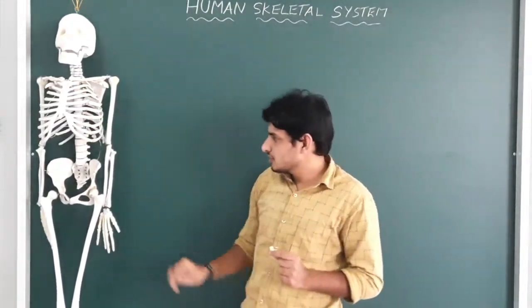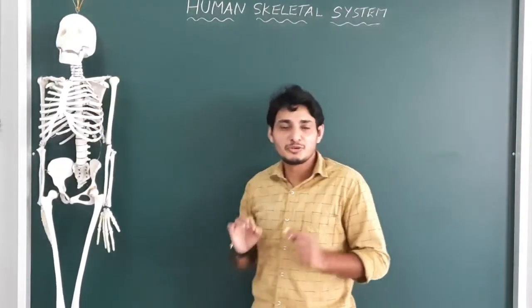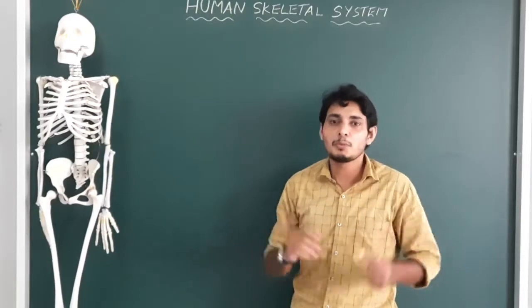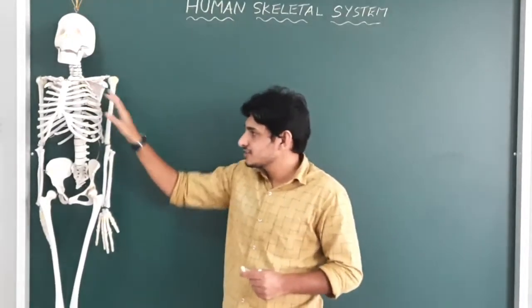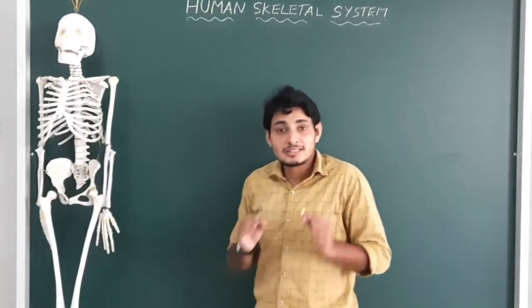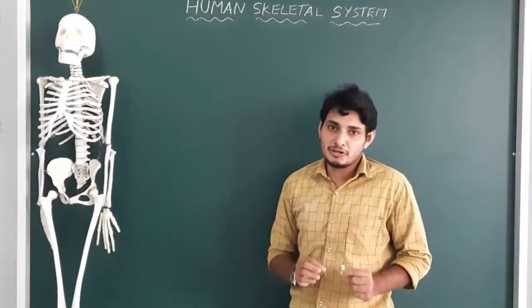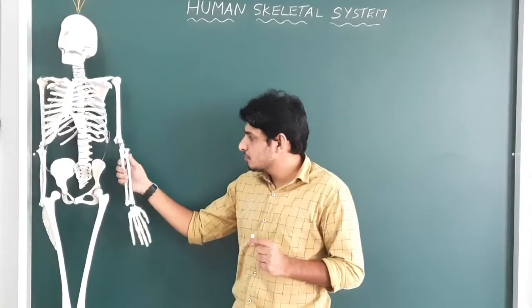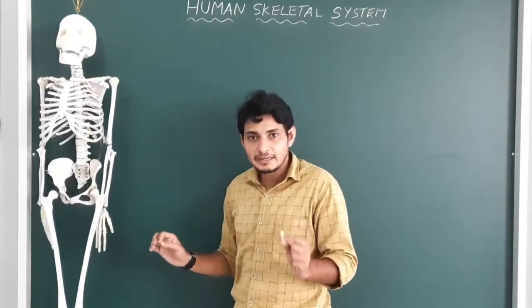The second important function is it's going to give a very good structure to the human body. All humans or even animals have a proper structure. That is because of the skeletal system. That means the skeletal system gives you the framework of the body. So we know that mainly the skeletal system is composed of bones and cartilages.